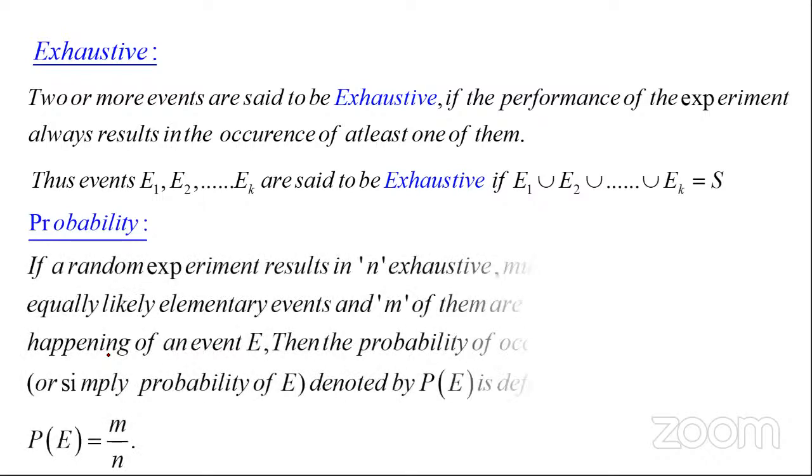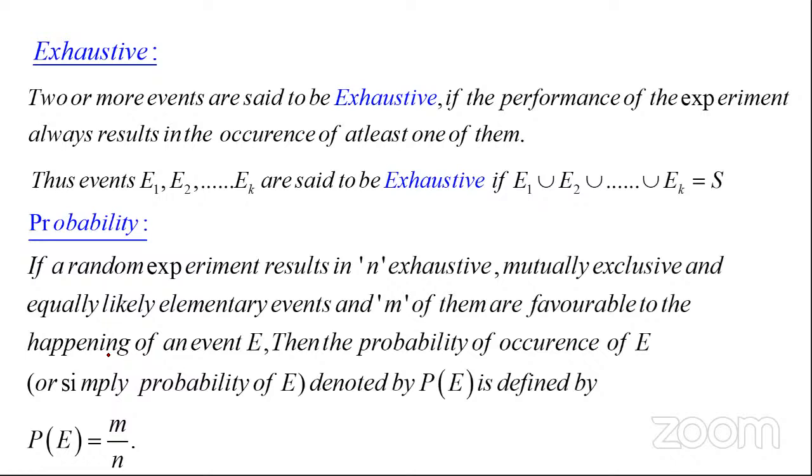Now the probability definition. If a random experiment results in exhaustive, mutually exclusive and equally likely elementary events, and m of them are favorable to the happening of an event E, then the probability of occurrence of E is defined by P(E) equals m by n. Here m indicates the total favorable cases, and n indicates the total number of cases. So how many cases are favorable is m.